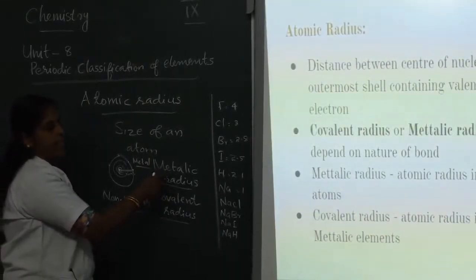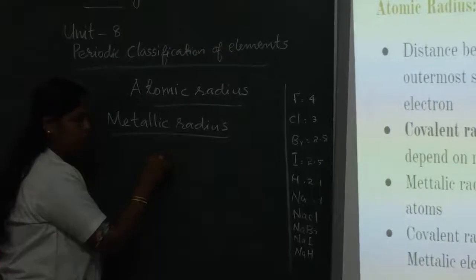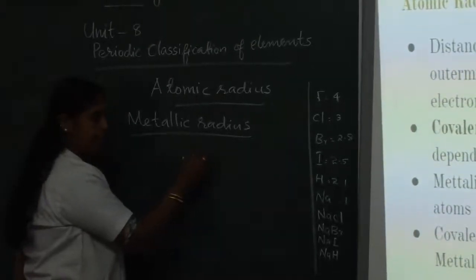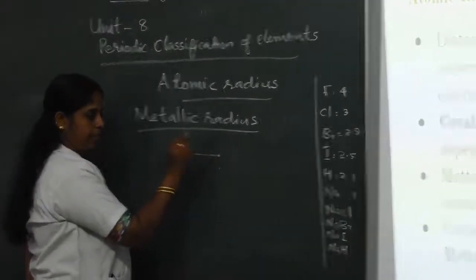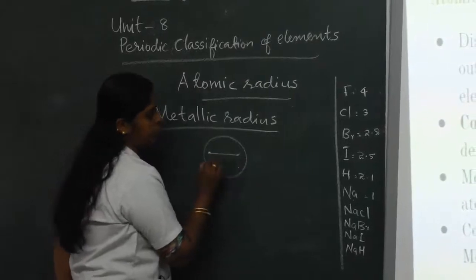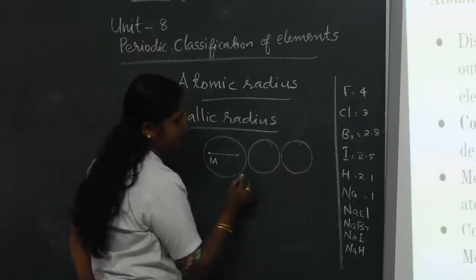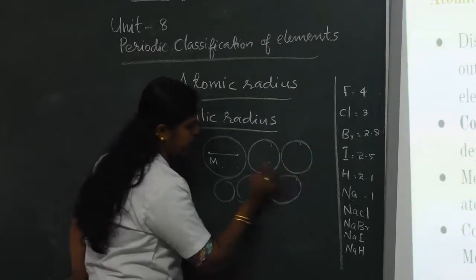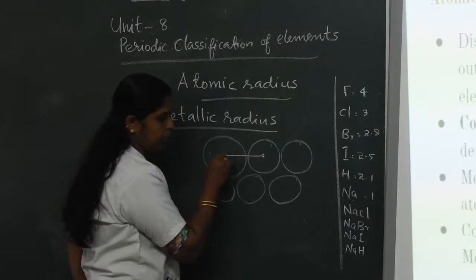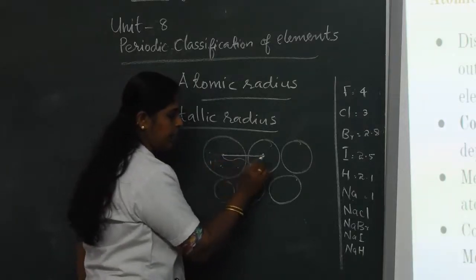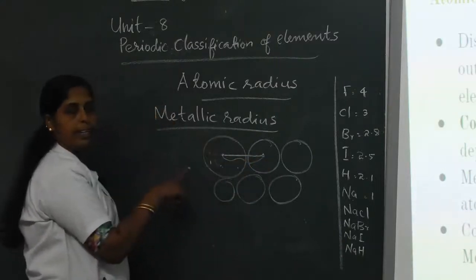Let's see what is metallic radius. Metallic radius is defined as half the distance between the center of the nucleus of two neighboring atoms, that is the distance between the centers of two metal atoms of the same lattice. Metal atoms are arranged in a lattice like this. Here, the distance from the center of one atom to the center of the next atom, half of this distance, is known as metallic radius.